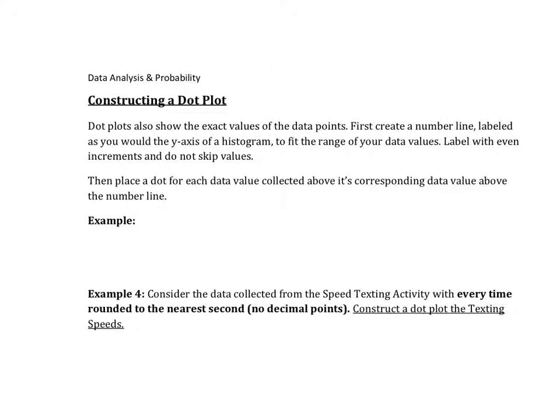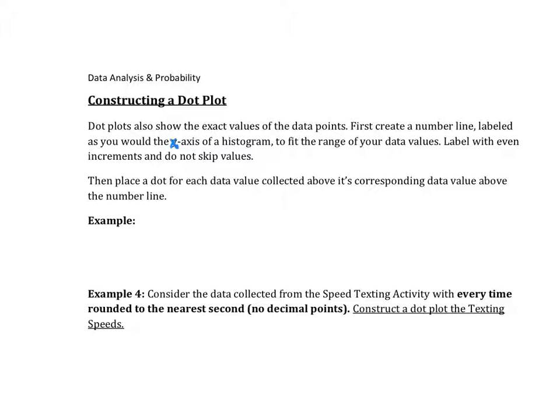So our last one here we're going to talk about is a dot plot. Again, this is another way where you can see the exact values, unlike with the histogram or the distribution. So for dot plots, you create a number line labeled as you would an x-axis. This should be x-axis, not a y-axis. That's my bad. The x-axis of a histogram to fit the range of your data values.